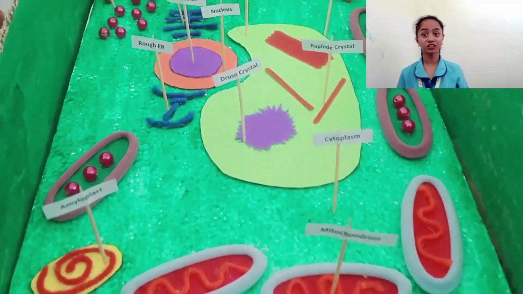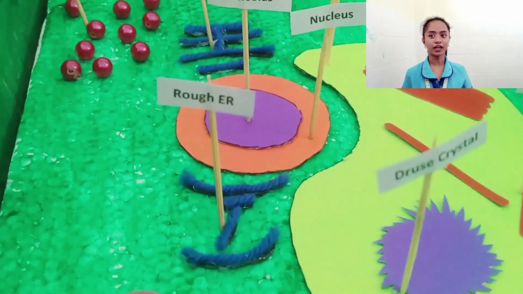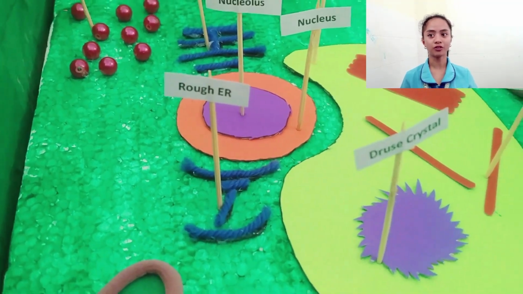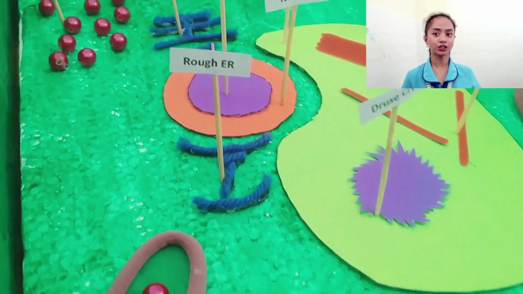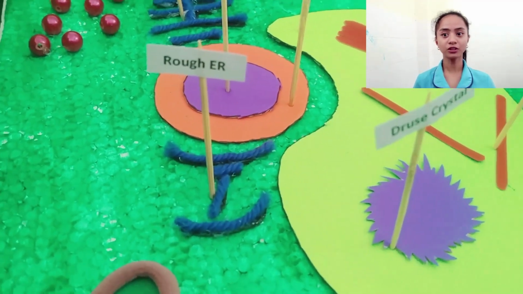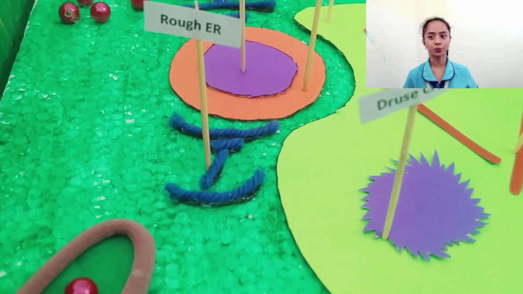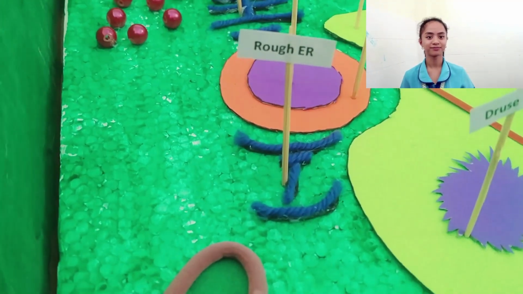The endoplasmic reticulum can either be smooth or rough, and in general, its function is to produce proteins for the rest of the cell to function. The rough endoplasmic reticulum has ribosomes on it, which are small, round organelles whose function is to make those proteins.